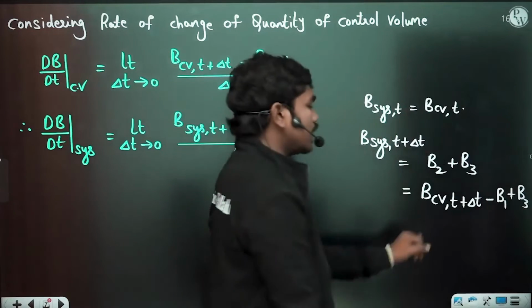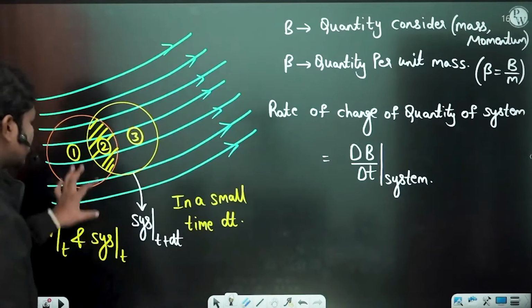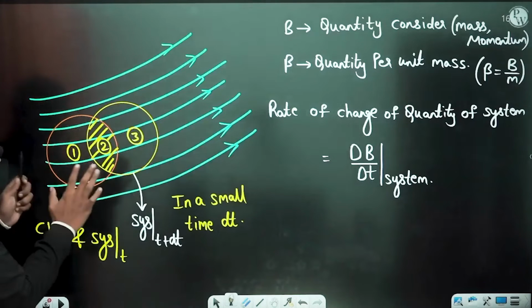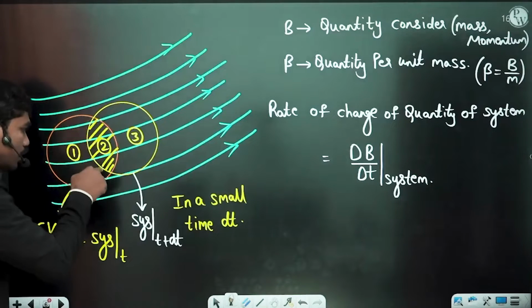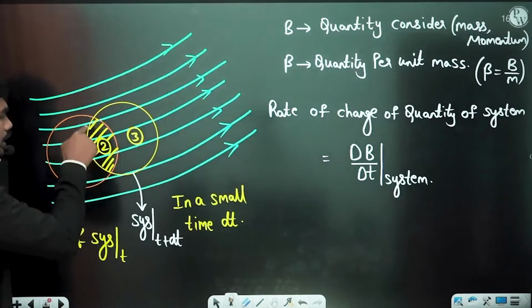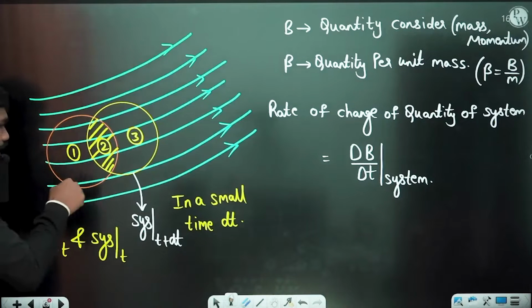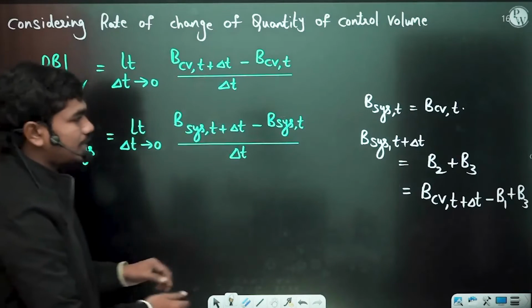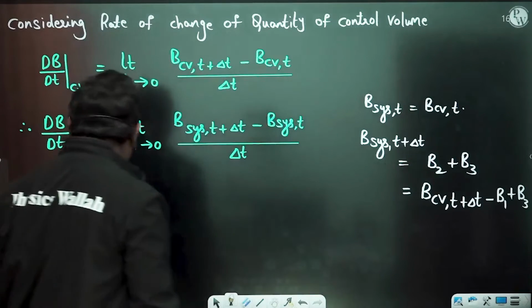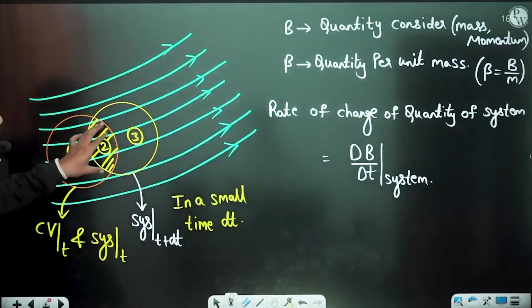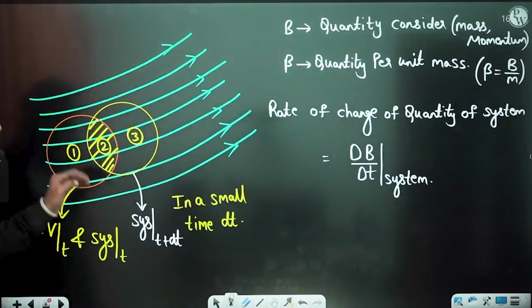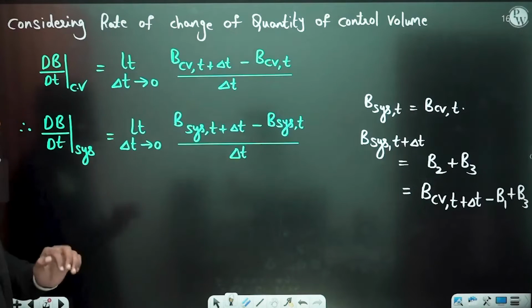Correct? Because the control volume at time t plus dt is still this one, the control volume which is fixed. So at time t plus dt, if you want the property of the thing which is in this region, you can write that as the property of the thing in this complete control volume minus the first part. So b2, the quantity present in the second region, can be written as the total quantity present in the control volume at time t plus delta t minus b1. Correct?